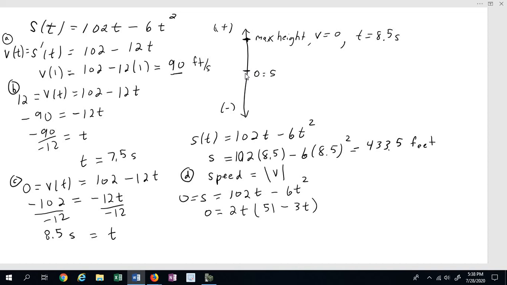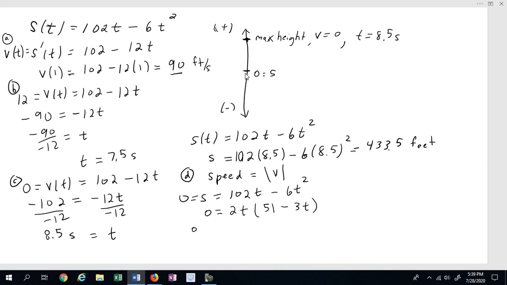And you can check that. 2 times 51 is 102. And then you're pulling this t out, so this t goes away. And you're pulling 1t out of here in front, so you're left with 1t. And then you're pulling a 2 out of the 6, which leaves you with a 3.